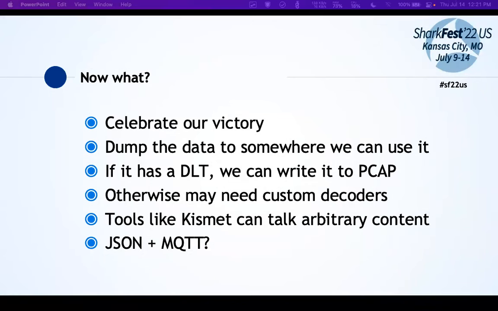What do we do now? We can celebrate our victory, dump that data somewhere we can use it. So if it's a protocol that has a DLT, you can just write it to a PCAP, open it in Wireshark, and there you go. Otherwise, you may need to campaign and request a DLT for it and write a dissector in Wireshark that handles it. Or you can do custom decoders. You can put it in a UDP packet and have a Lua script in Wireshark that reads the data out and displays it all for you. Tools like Kismet kind of take arbitrary content without caring so much about what the link type was under the covers. A lot of tools let you dump it as JSON. So like RTL_433 will dump it as a JSON record, and you can pipe that right into MQTT and receive that on systems to graph it and whatnot.